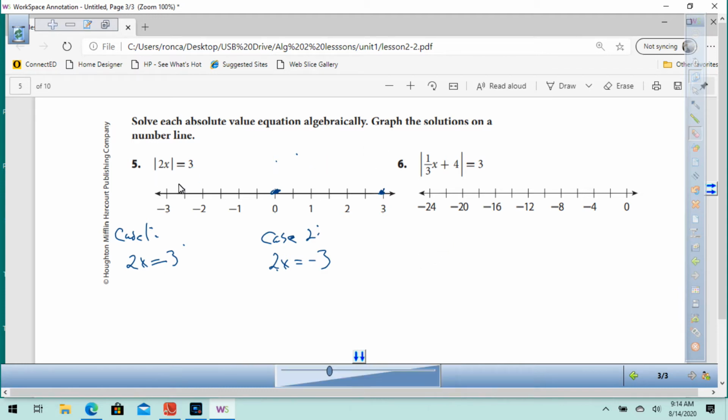Now let's solve. We've got 2x equals 3, so x equals 3 halves. And here we've got 2x equals negative 3, so if we divide both sides by 2, we get x equals negative 3 halves. 3 halves would be 1 and 1/2, that's right there, and negative 3 halves would be negative 1 and 1/2. And there you go.